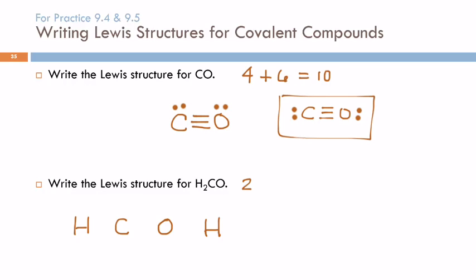So there's 2 hydrogens. They each have 1 valence electron, group 1A. There's 1 carbon. It has 4 valence electrons. It's in group 4A. There's 1 oxygen. It has 6 valence electrons. It's in group 6A. We have a total of 12 electrons.